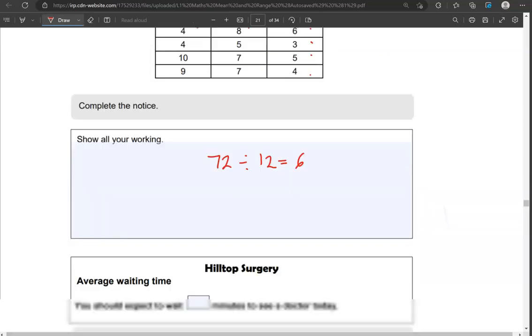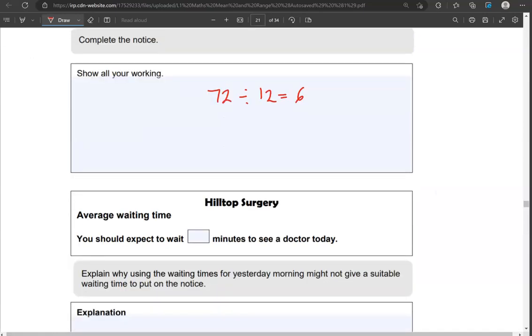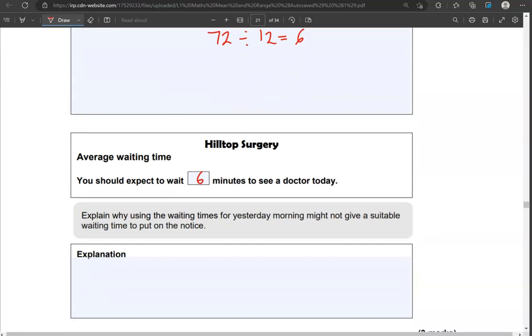That gives us 6, so 6 minutes. You should expect to wait 6 minutes to see a doctor today. Explain why using the waiting times for yesterday morning might not give a suitable waiting time to put on the notice.